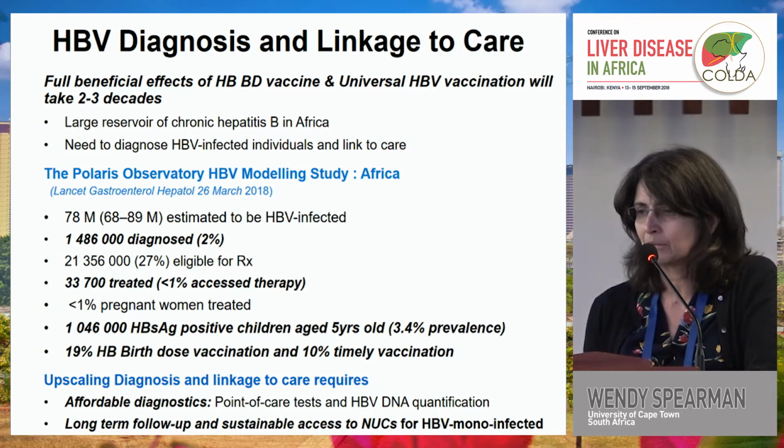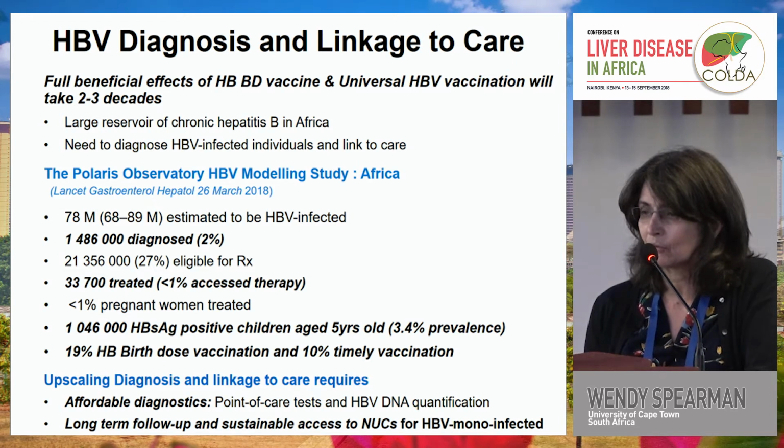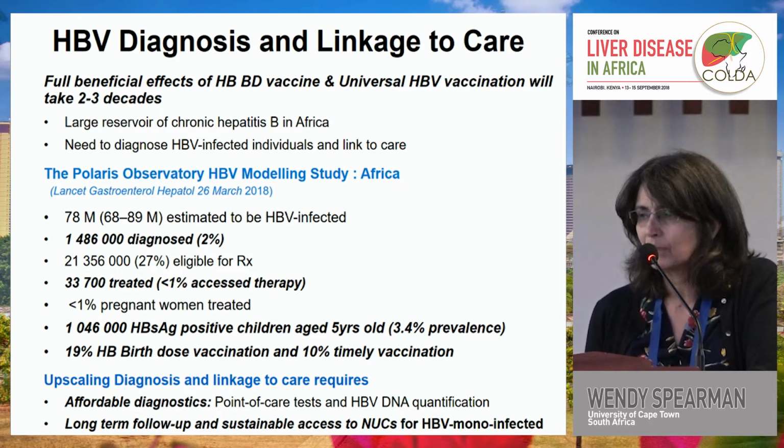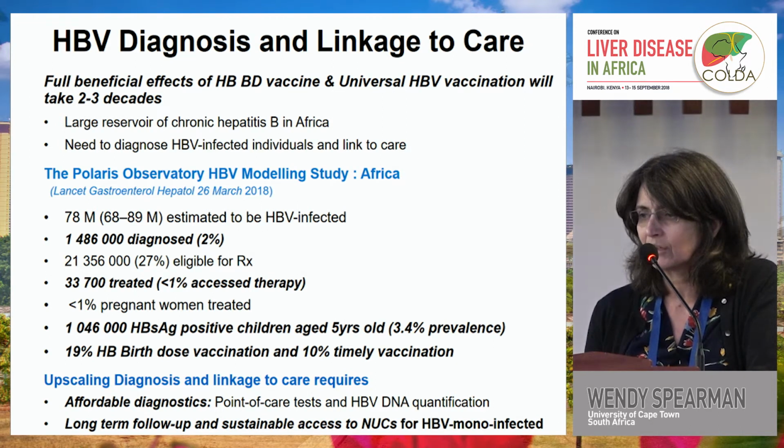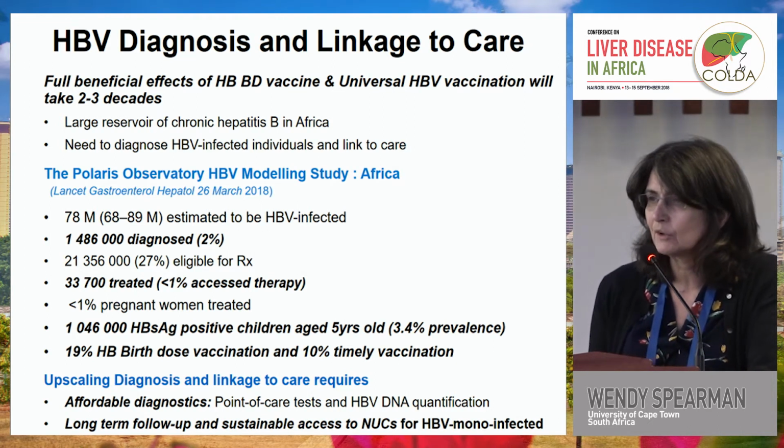The recently published Polaris study shows we're really not achieving this. Only 1.5 million have been diagnosed, which equates to 2%. 33,000 have been treated, or less than 1% accessing therapy. 1 million children are still positive for surface antigen with a prevalence of 3.4%, remembering we're aiming for a prevalence of less than 2% in WHO Africa. And only 90% of countries introduce the birth dose vaccine, and only 10% have a timely vaccination. So we need to upscale diagnosis and link to care.